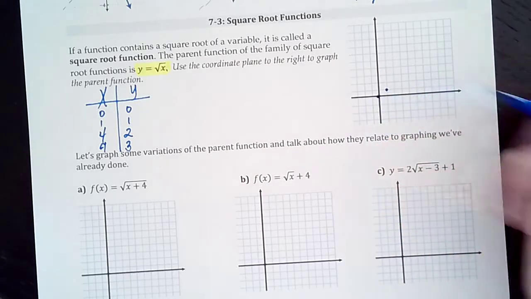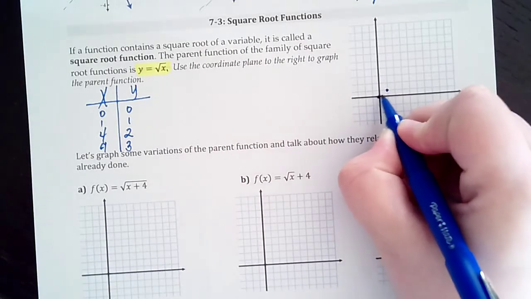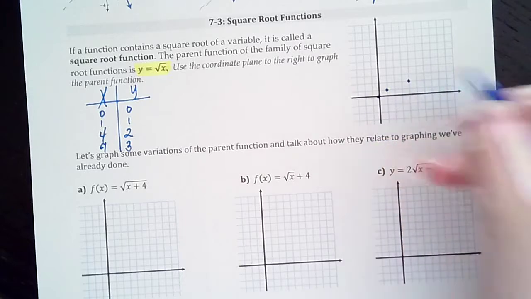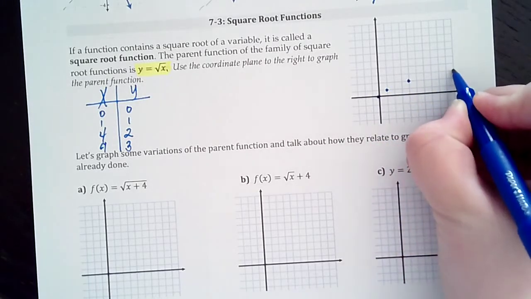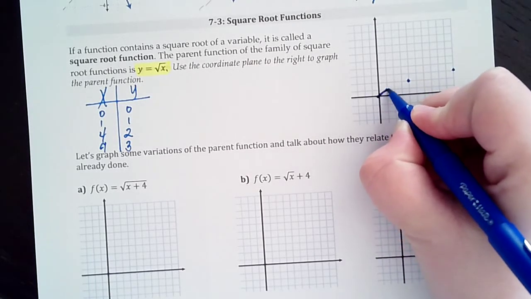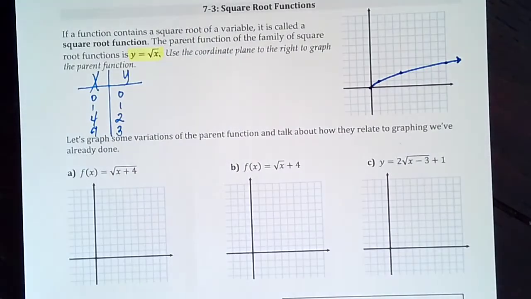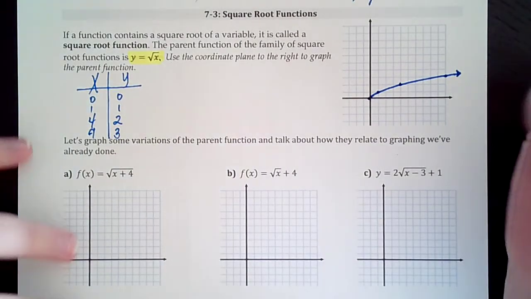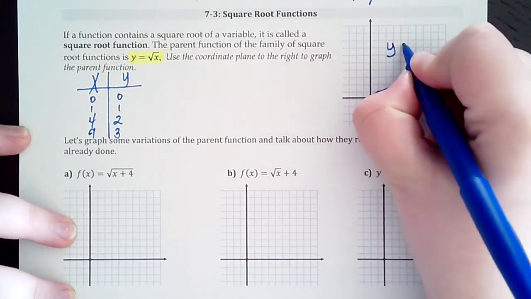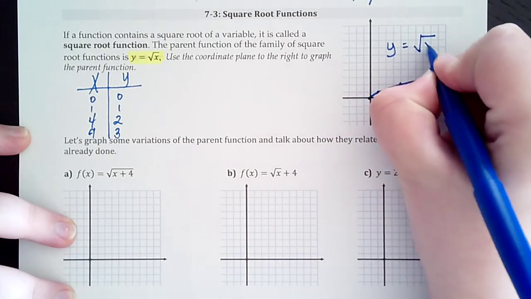0, 0, 1, 1. This starts out nicely. However, once we have to go over to 4, 2 and 9, 3, and we connect the dots, you're going to see that it kind of makes this up, up, and away pattern going off to the right. So that is your basic, most basic parent function for y equals the square root of x.